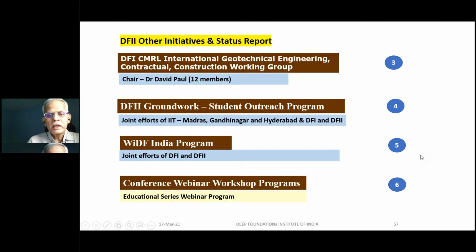Similarly, DFI India has the Women in Deep Foundation team. There is a group of dynamic women professionals working for the empowerment of women professionals in India. We have planned multiple programs with their support, and already 2 professional development programs have been organized. The DFI annual conference is well known in the country, and we will be reaching more professionals through digital and other means to get the best advantage of this program.